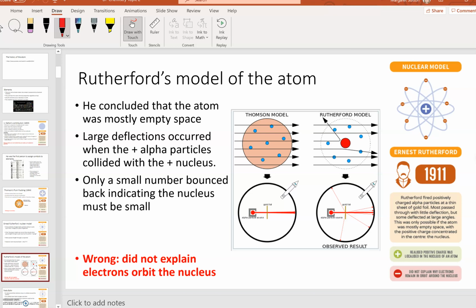And he also saw that they were getting deflected in different directions, and so when he mapped out, after firing loads and loads of them, that there must be something concentrated in the middle, which is the nucleus. What he wasn't able to explain, though, is the fact that electrons move in orbitals around the nucleus.